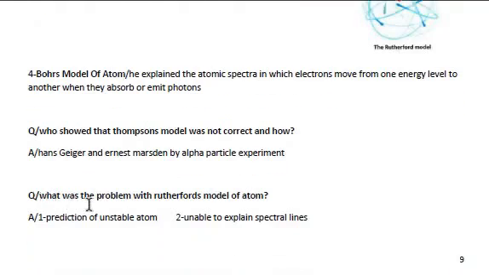Another question says, what was the problem with Rutherford's model of atom? First, prediction of unstable atom. Second, unable to explain spectral lines. So those were the two problems with Rutherford.